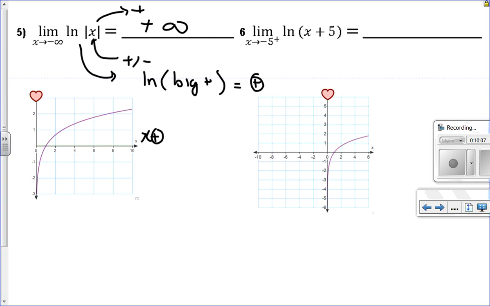Okay, looking at the next one, the limit as x approaches -5 from the right. So here's the graph of ln x. If I have x plus 5, this plus 5 is on the inside, which is a horizontal translation.